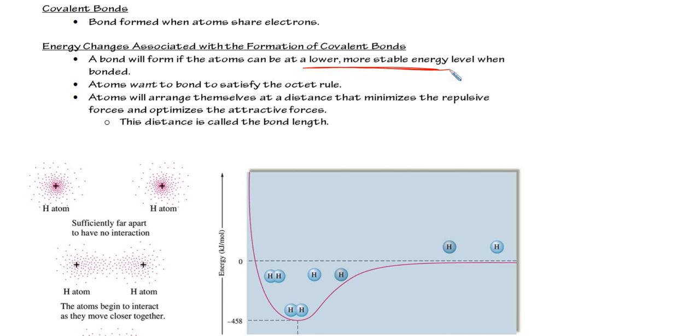So that's kind of the octet rule, that we're looking to fill the outer shell usually with 8 electrons, unless we're a small atom, and in that case maybe we're only trying to fill the first energy level, which would involve 2 electrons. Okay, so when we form a covalent compound, it says here, atoms will arrange themselves at a distance that minimizes repulsive forces and maximizes or optimizes attractive forces.